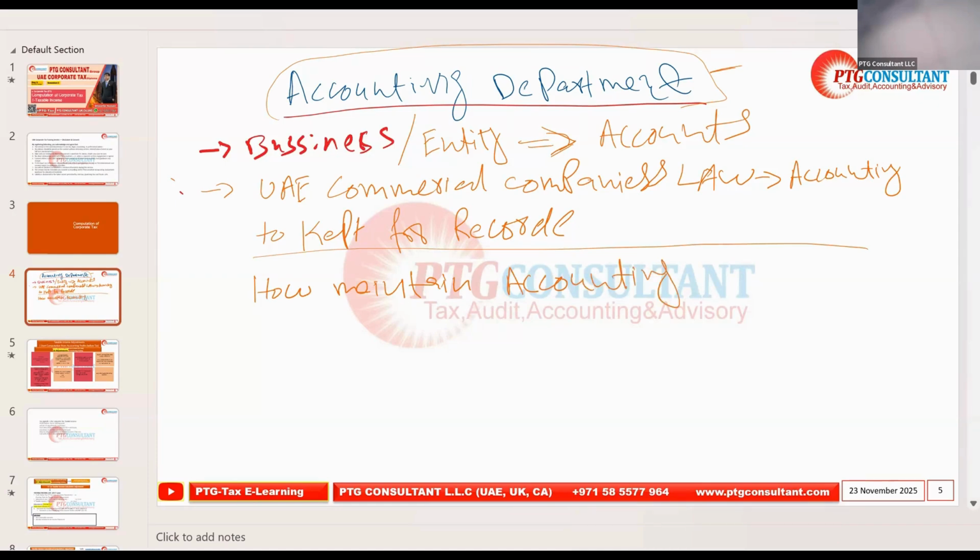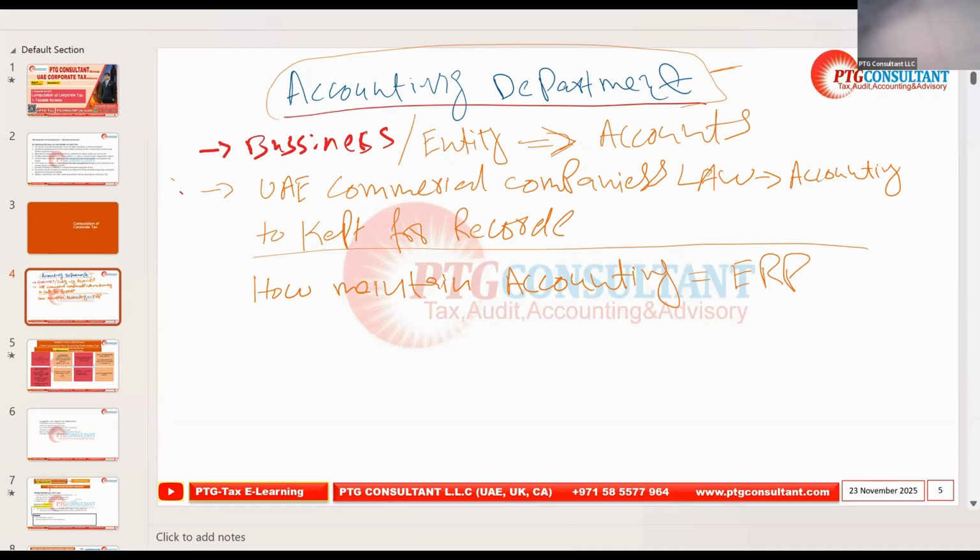Maybe some applicants will say we're starting from the very beginning, but it's important to have a better understanding, not for all, but most of them, of how to maintain accounting. So normally they are using an ERP. Each entity has its own preference. So let's take an example.